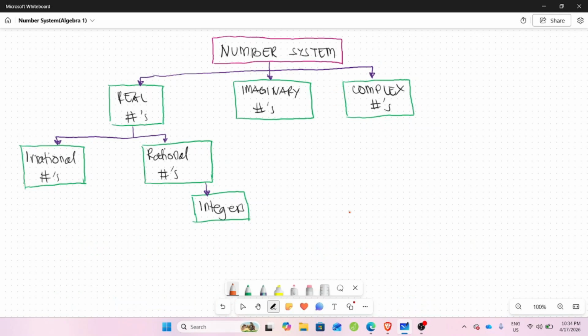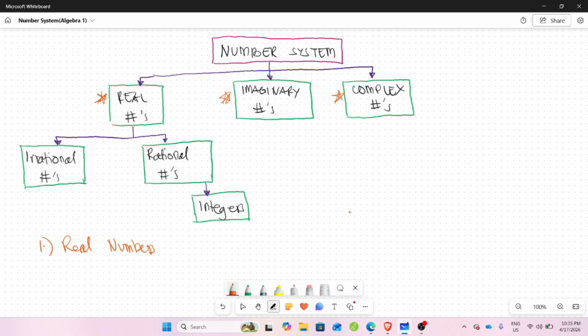So in general, we have three number systems. We have the real numbers, the imaginary numbers, and the complex numbers. We begin with the real numbers. What is a real number? Real numbers are natural numbers or counting numbers. Real numbers are classified into irrational and rational numbers.